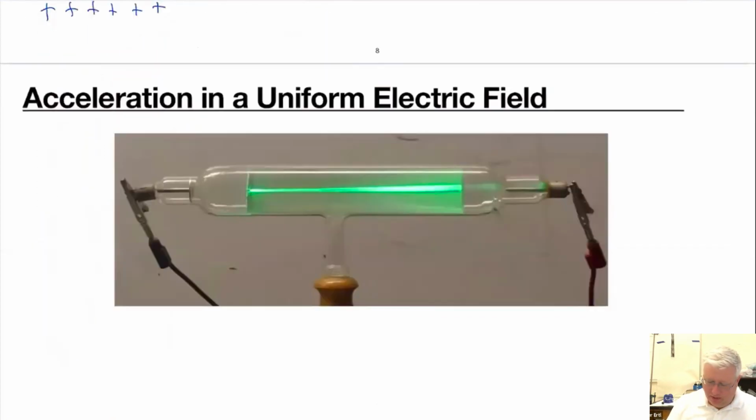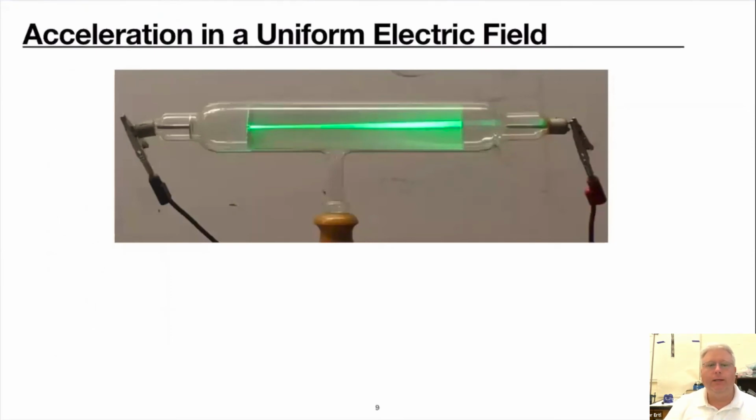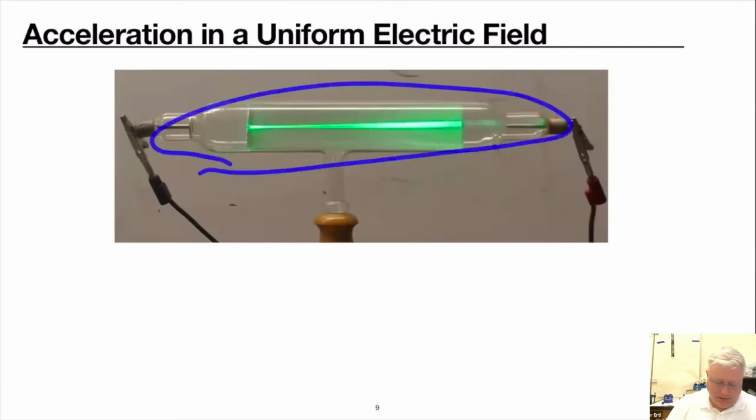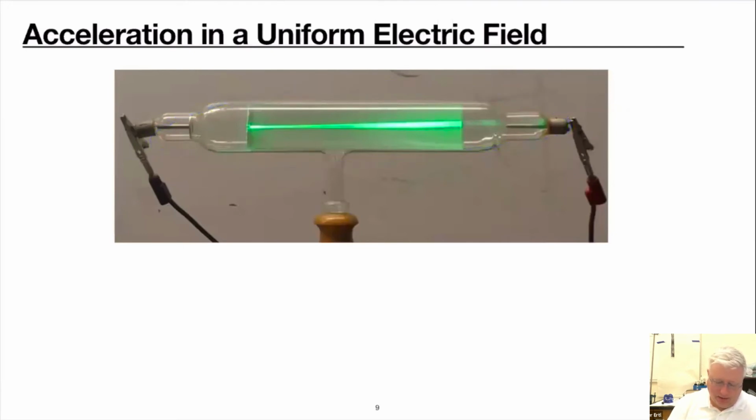Okay, so since we get a uniform electric field from a parallel plate capacitor, we can use them to accelerate charged particles, which is something we like to do in physics. And so here we have a Crookes tube, or a cathode ray tube. What we do with this is we set up a parallel plate capacitor inside of it. So this tube is vacuum sealed, and there's a parallel plate capacitor inside of here, okay?